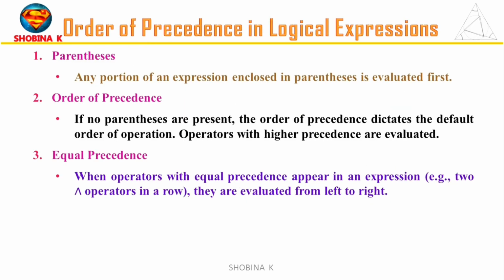And next we have equal precedence. Equal precedence means that some logical operators share the same level of importance in the hierarchy. That is, when we have operators of equal precedence, such as two conjunction or disjunction operators in a row, a specific rule comes into play.